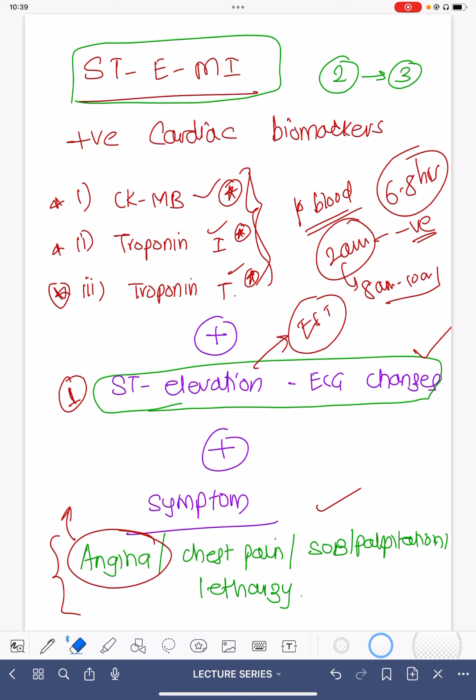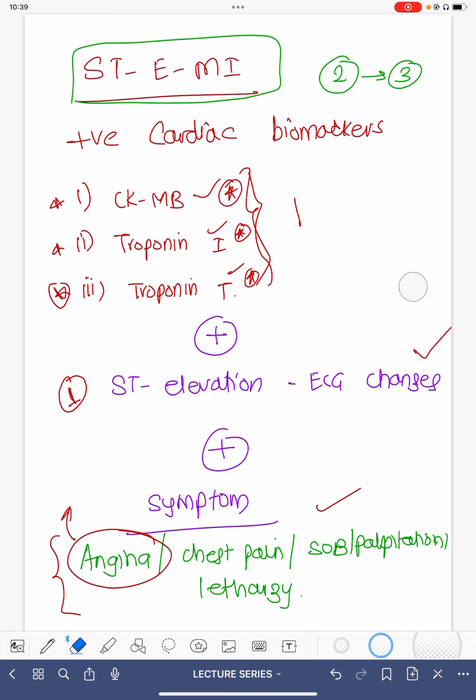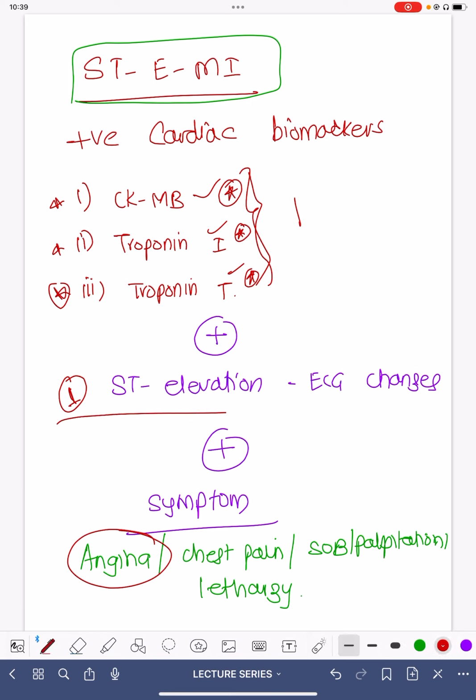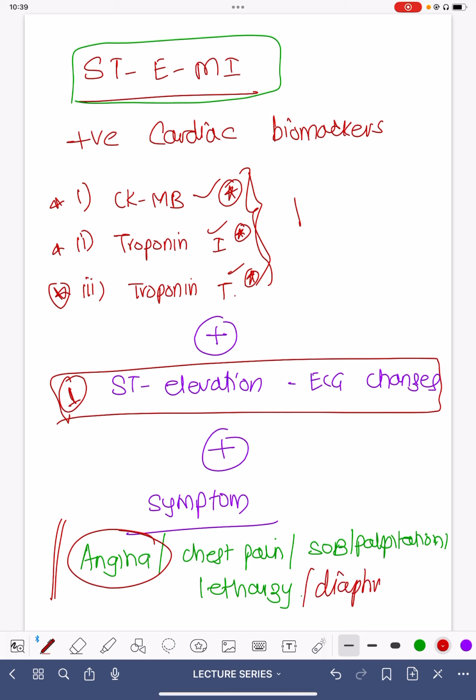So whenever we want to label a patient as having ST elevation MI, there must be elevation of the ST segment. It is an absolute criterion. And this patient may have symptoms like angina, chest pain, diaphoresis, sweating, lethargy, palpitation, or this patient may show positive cardiac biomarkers. So out of the three, the patient must have ST elevation, and either of the others would work, and we can label this patient as having ST elevation MI.